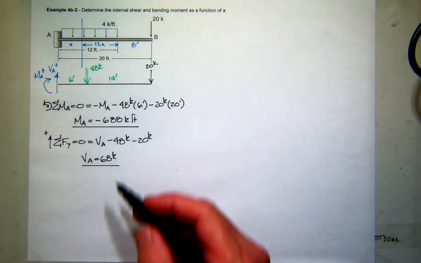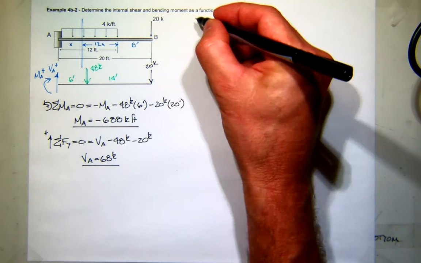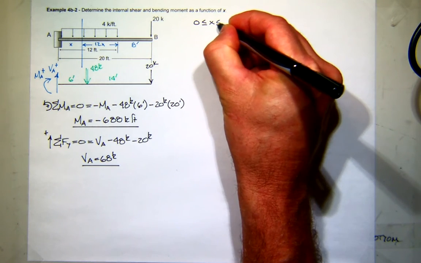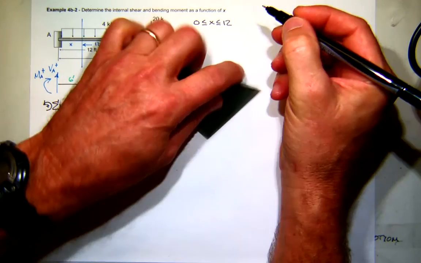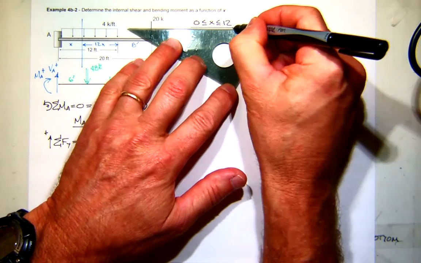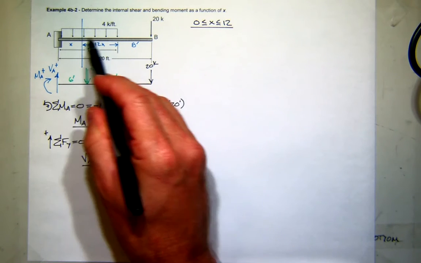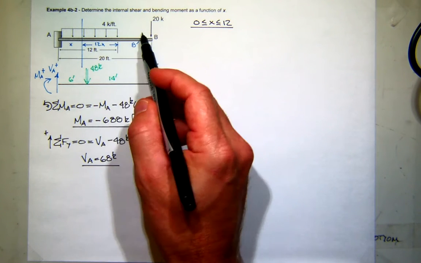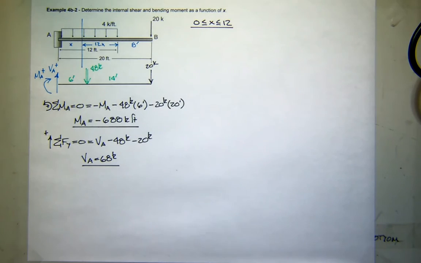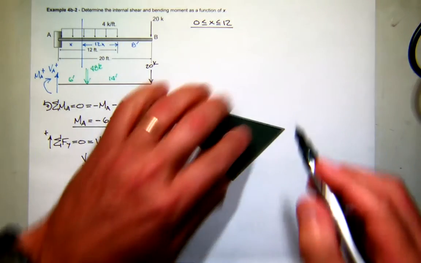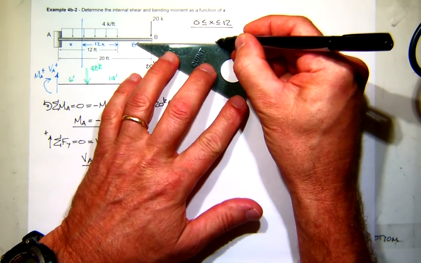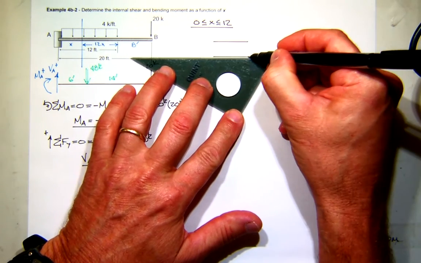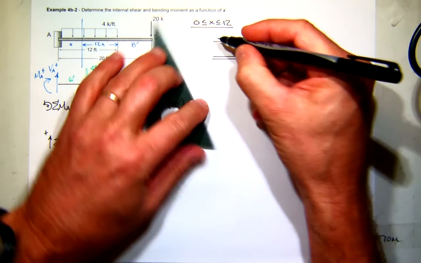So with that said, I'm going to look at this first body. So this set of equations is going to be good from 0 to 12. Now why is it good from 0 to 12? Because that's the range of my load from 0 to 12. When it goes past 12, I have to start again. So this free body that I'm getting ready to draw is going to be good from 0 to 12.